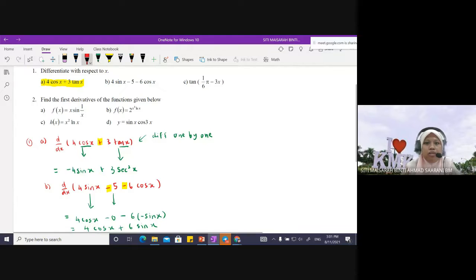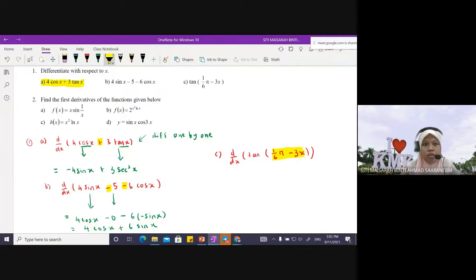Okay, how about C? Differentiate with respect to x tan pi over 6 minus 3x. Ini dia hanya ada tan saja. Tapi sudut dia, angle dia pi over 6 minus 3x. Ini sudut dia ya.